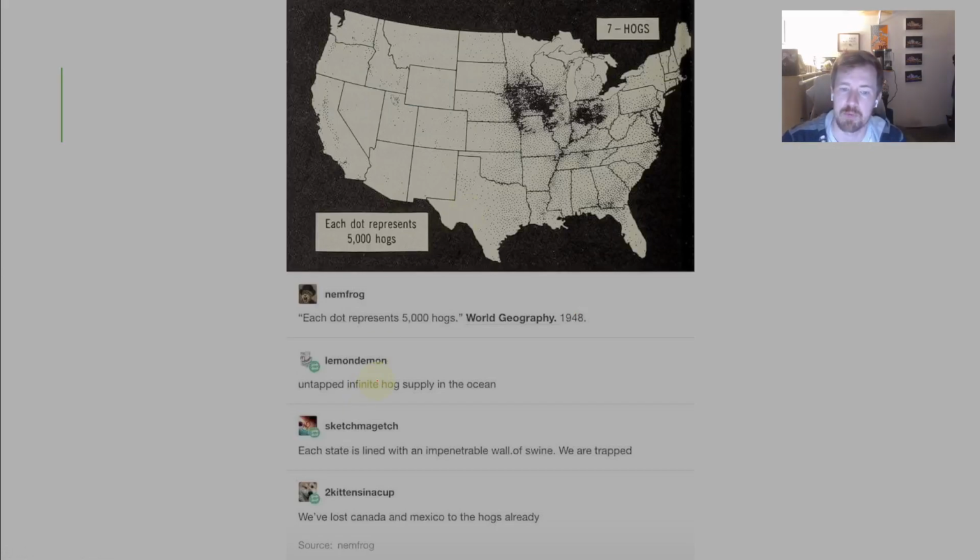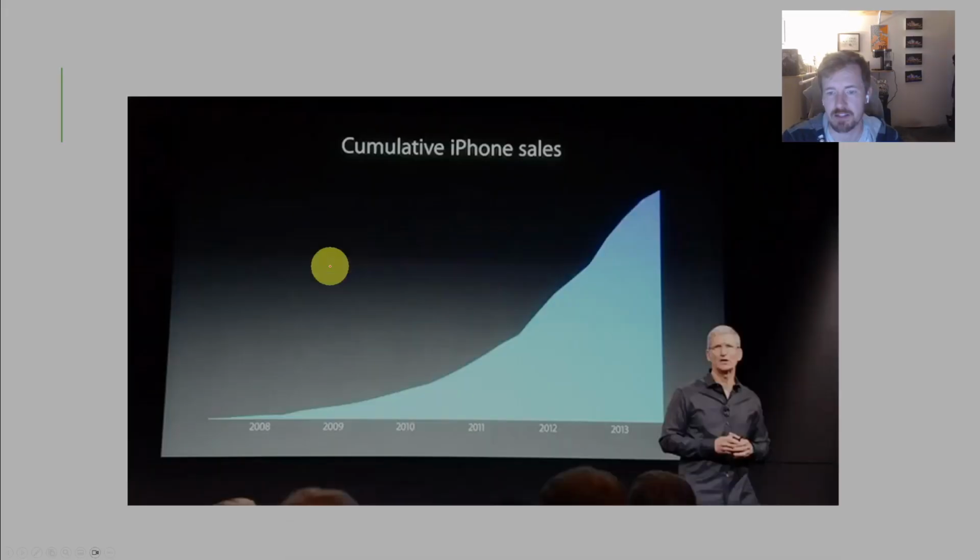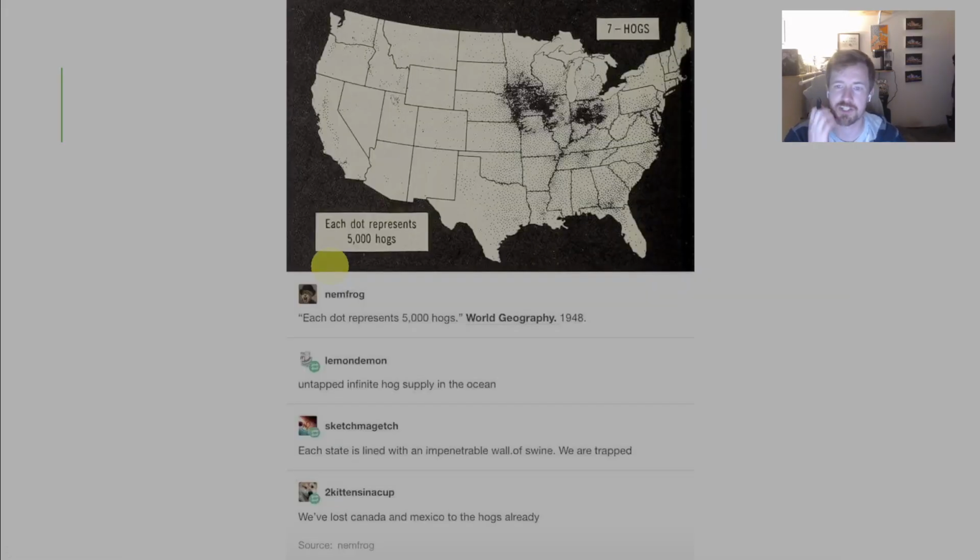Here is one of my favorite examples, and this is the final example, or one of the final examples I'm going to give you, just because I thought it was funny. Each dot represents 5,000 hogs. So this textbook is trying to show the distribution of hogs in the United States, and all these dots are hogs. It is a textbook from the late 80s, and I'll just let you read these comments.